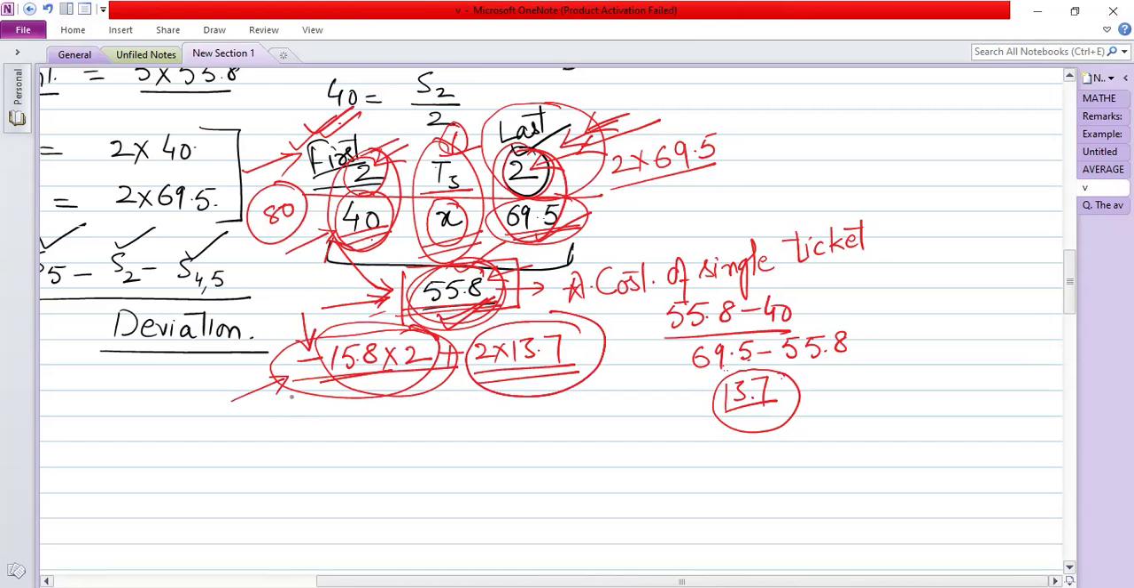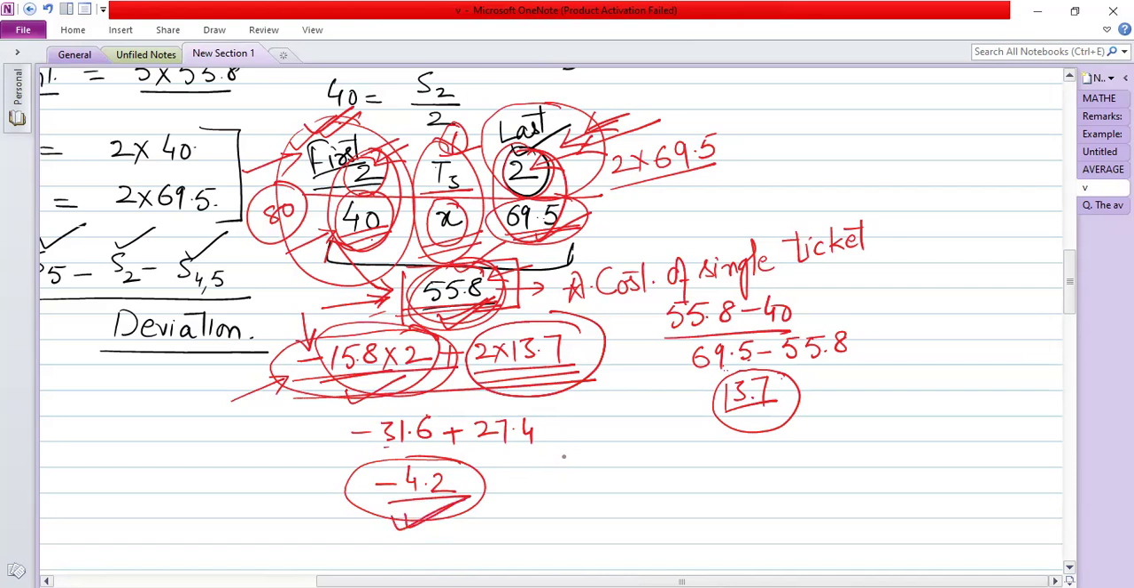So in total, what is the difference of the money which is required? If we multiply these two, it will give us minus 31.6 and 27.4. So if you calculate, it will be minus 4.2. So means the first two friends and the last two friends, the first two and last two, have this much money short than 55.8.